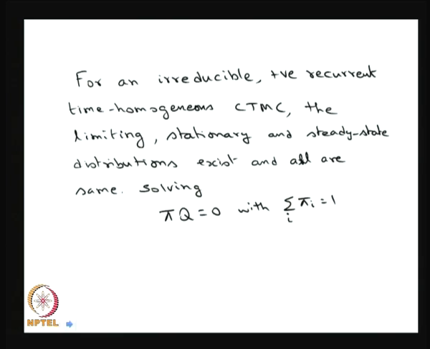I am going to give one simple result for an irreducible positive recurrent time homogeneous CTMC. We know that the limiting distribution exists and a stationary distribution exists. Now, I am including that the steady state distribution also exists. I have given the steady state distribution for the birth death process, not for the CTMC, but here I am giving the result for the CTMC. All the three distributions exist and all are going to be the same. Whenever the CTMC is time homogeneous, irreducible and positive recurrent, all these three distributions are the same, and one can solve these two equations, pi Q equal to 0 and the summation of pi_i equal to 1, to get the limiting distribution, stationary distribution, or steady state or equilibrium distribution.